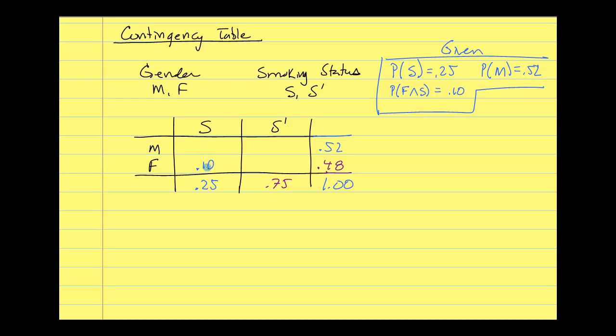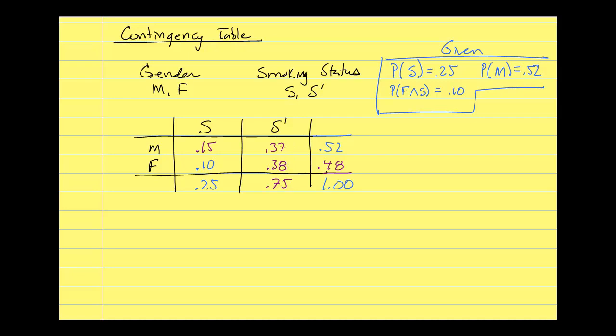I know that this column has to sum to 0.25, so this value has to be 0.15. And I know this has to sum across to 0.52, so this has to be 0.37. And here I can look at two different things. I can either look at it has to sum to 0.48 or 0.75. Either way, 0.38 is the magic number there, and I can figure out what's going on.